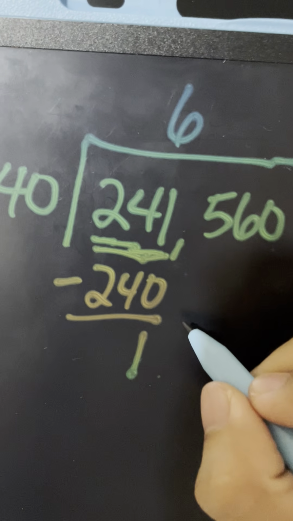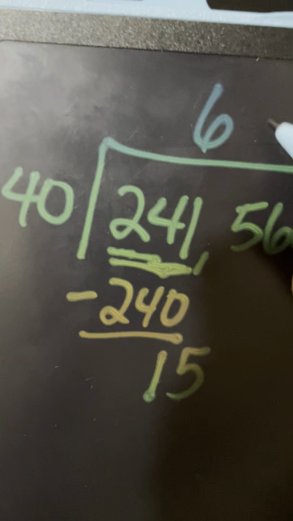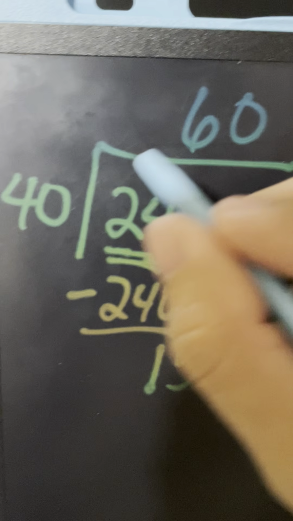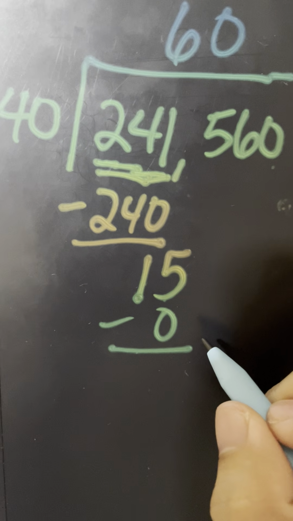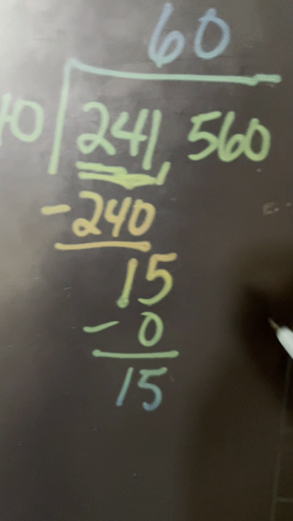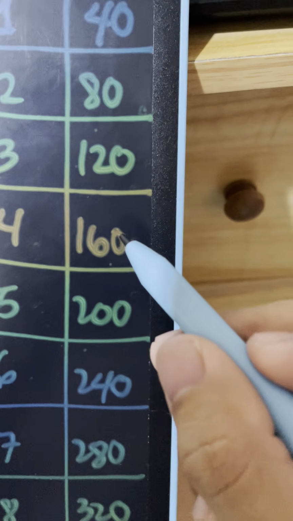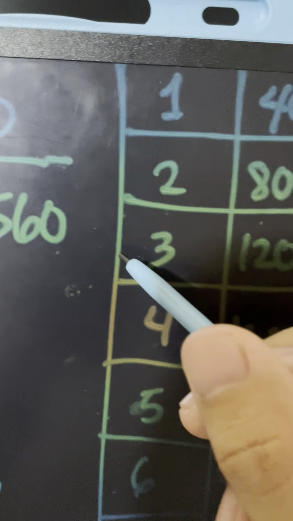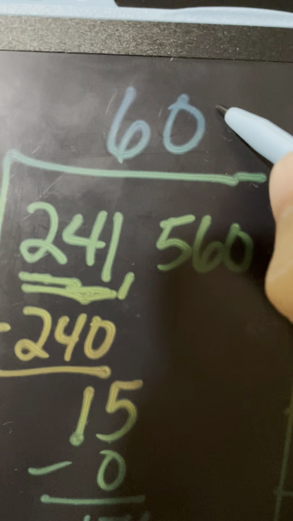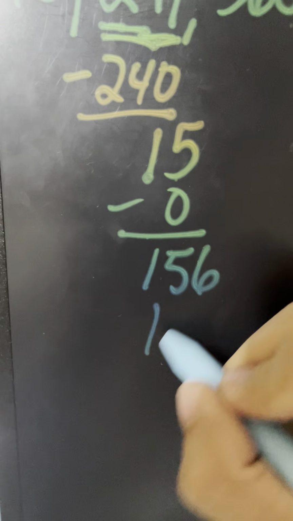Bring down 5. 15 divided by 40. That's 0. Very good. Now 0 multiplied by 40, we get 0. 15 minus 0 is 15. Bring down 6. 156. Let's look at here. Oh, 160 is closer. But it's greater than 156, so we get 120. We write 3 at the top of 6. 3 times 40, we get 120.